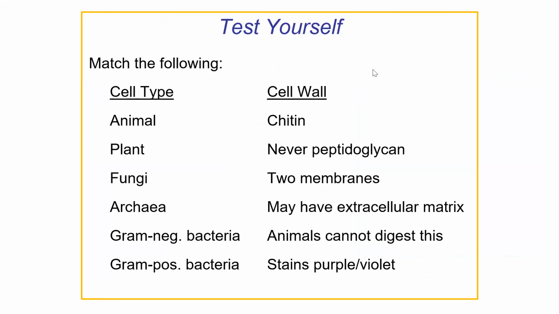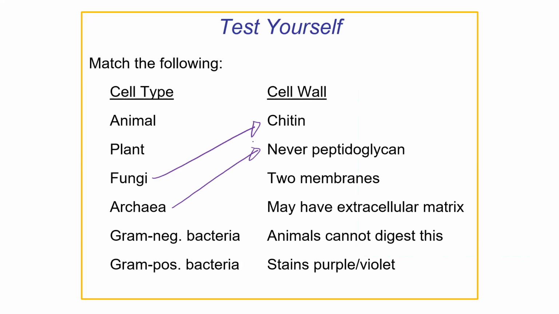If you take a look at this, chitin, hopefully that's an easy one. Chitin belongs to fungi. That's the only time you're going to see chitin, although you might see it in some weird protists. The next one, never peptidoglycan. I know that one's really cryptic, but what I was trying to say was, remember that archaea are different from bacteria. They don't have peptidoglycan. They're not bacteria. They might have pseudopeptidoglycan, they might have an S layer, but they never have peptidoglycan.